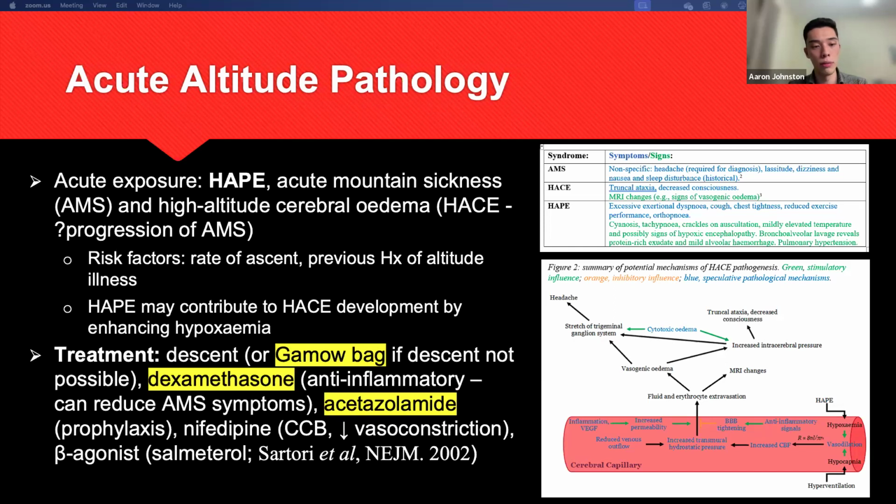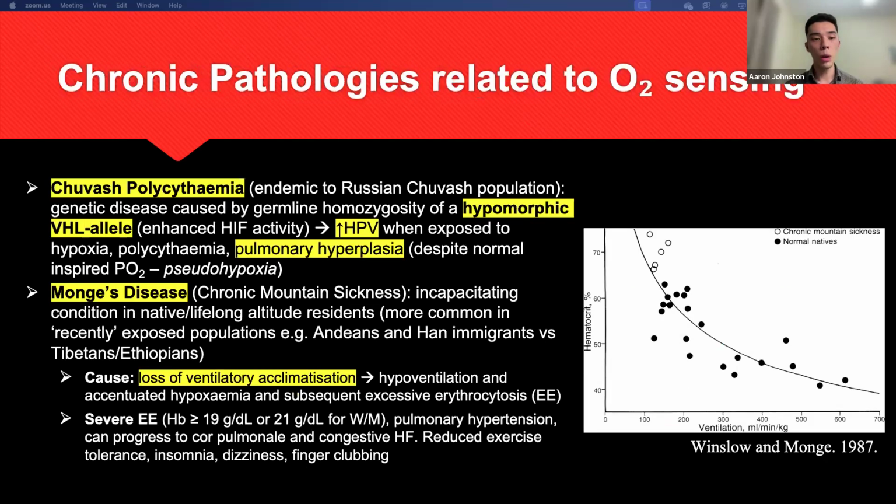Acetazolamide, we've mentioned. Nifedipine is a calcium channel blocker, so inhibits vasoconstriction. Also, beta agonists, for the same reason they're useful in asthma, help widen the airways. Now, those are all pathologies experienced by sea level dwellers going up to altitude. There are, of course, chronic pathologies which affect populations that live their entire lives at altitude.